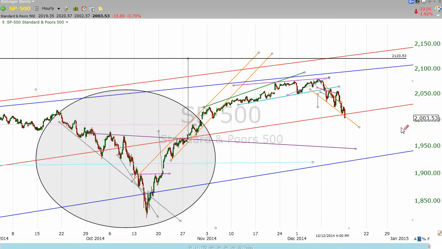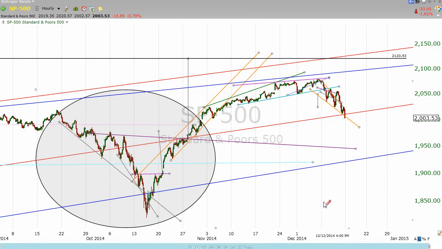We have so far given back 4% of that high that was put in the week of December 1st. So 14% up, 4% down. I don't think there's really at this point in time a tremendous need to worry. That doesn't mean this is pleasant, and it doesn't mean that this is immune from turning into something that could be more serious.